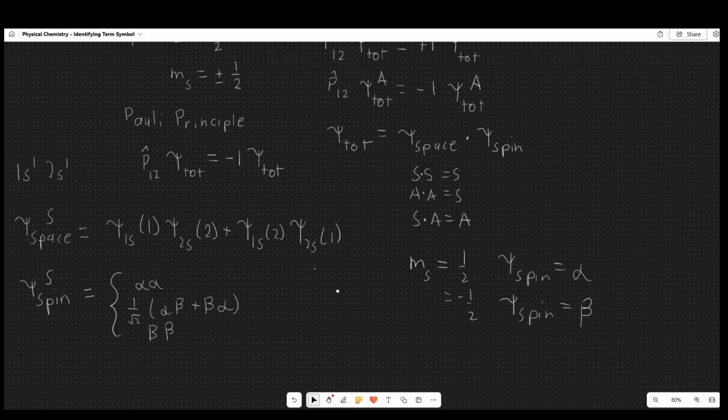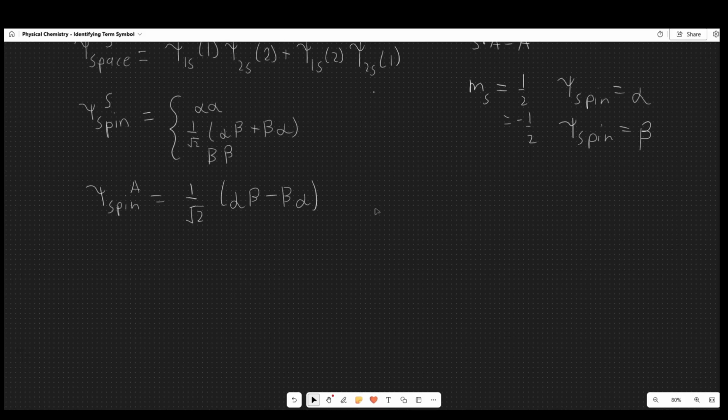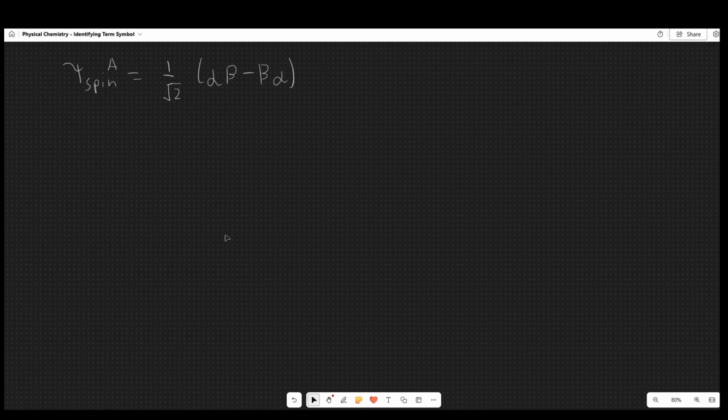And what happens if psi spin is antisymmetric? It's very similar to this middle case. This equals 1 over root 2 times alpha beta minus beta alpha. So that's what that looks like. That's basically the stuff you need to know going into term symbols now.